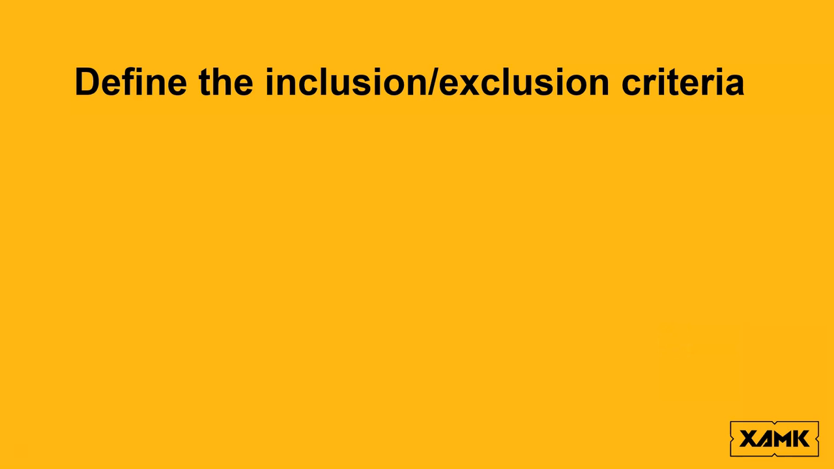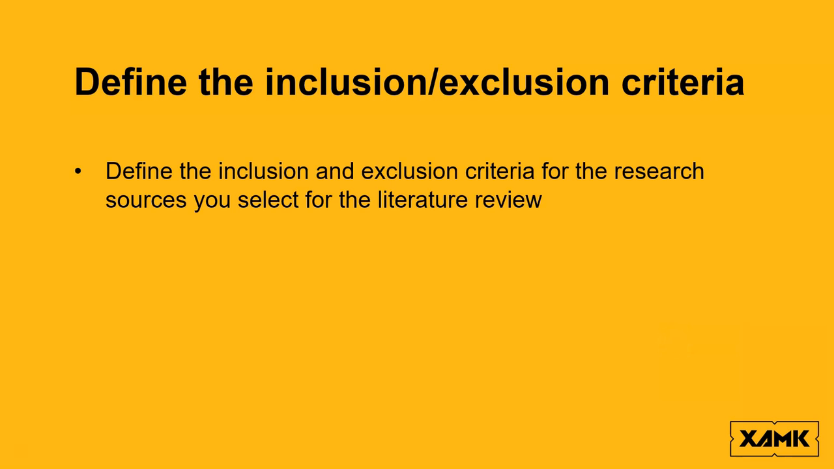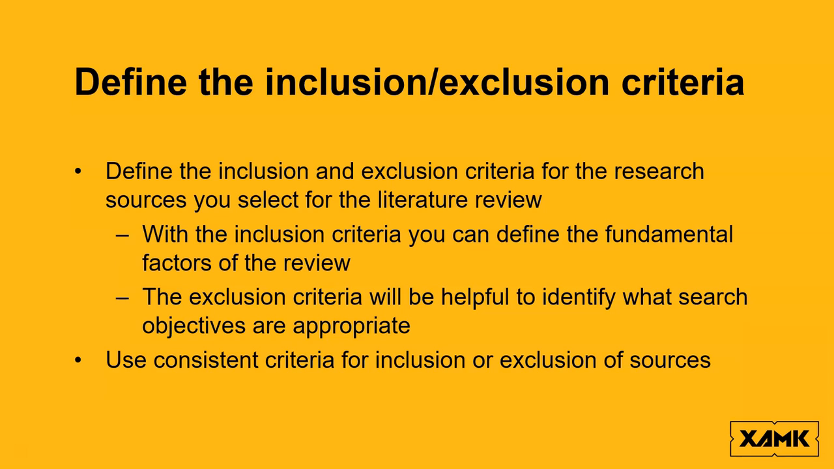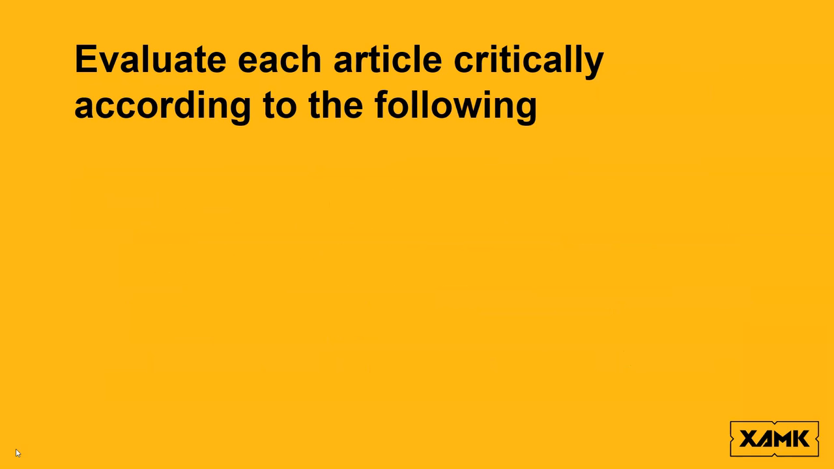After you have described your searches, you have to also tell the reader what inclusion and exclusion criteria you use. With inclusion criteria, you can define the fundamental factors of the review, and the exclusion criteria will help you to identify what search objectives are appropriate. Use consistent criteria for inclusion or exclusion of sources. Inclusion and exclusion criteria can be, for example, research is published in a peer-reviewed journal, the target population of the research, or the publication time.